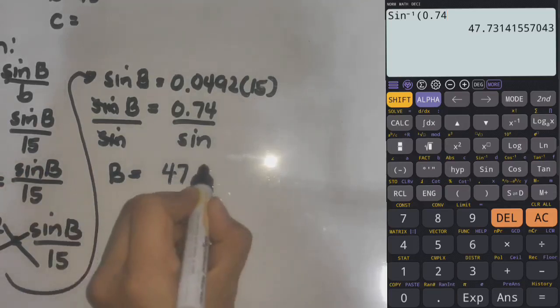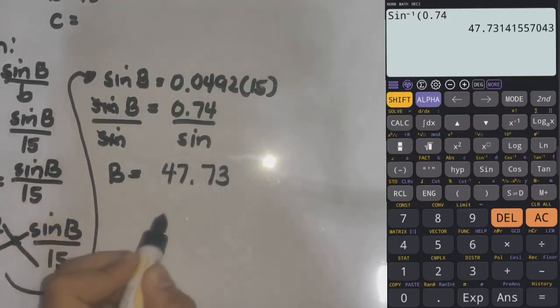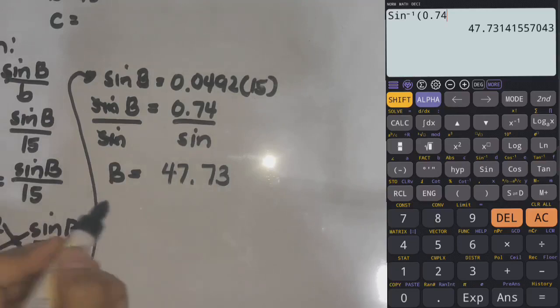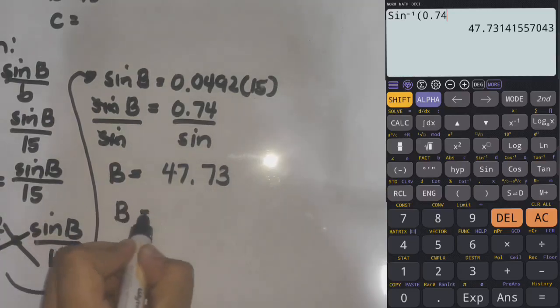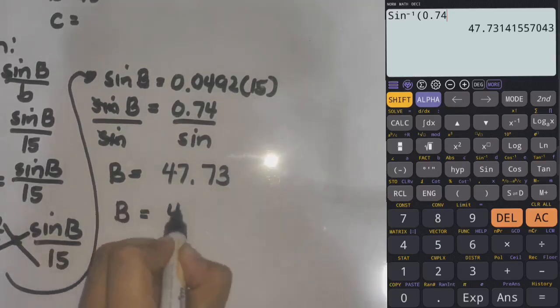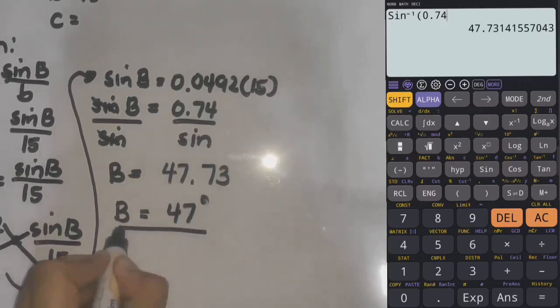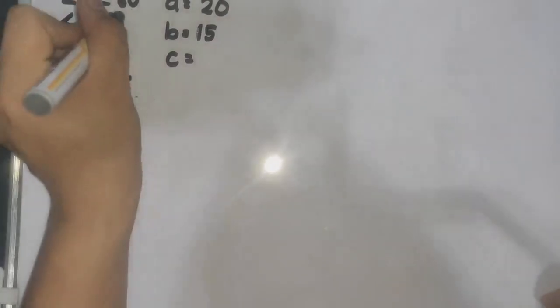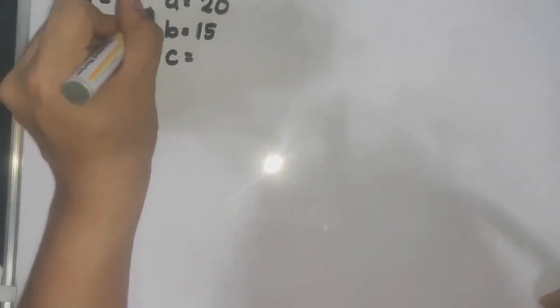47.73. So, degree yung kailangan natin. So, press degree or dun sa ibang calculator, ang pinapress muna nila ay shift tapos degree. So, the measurement of angle B is 47 degrees. So, ang value ng angle B natin is 47 degrees.